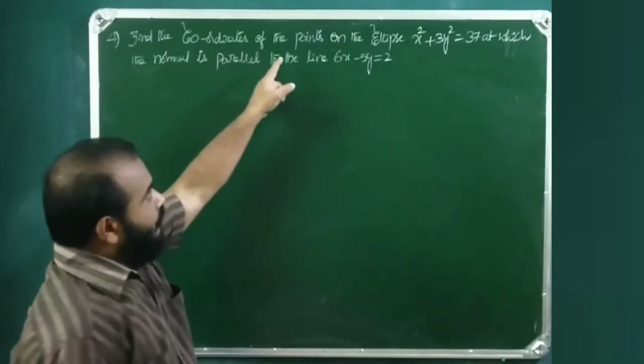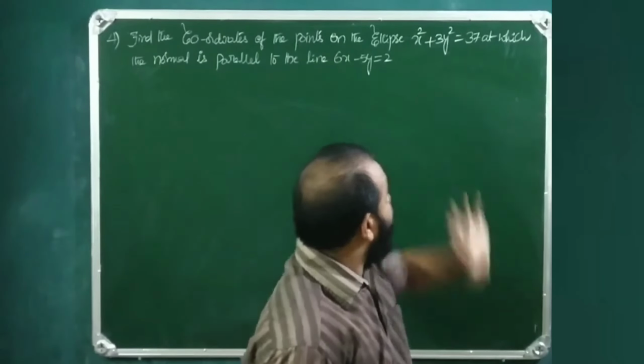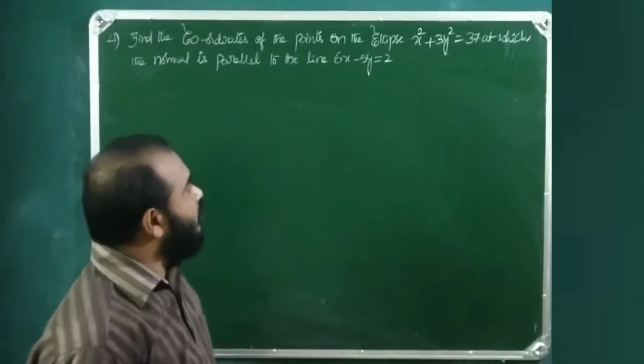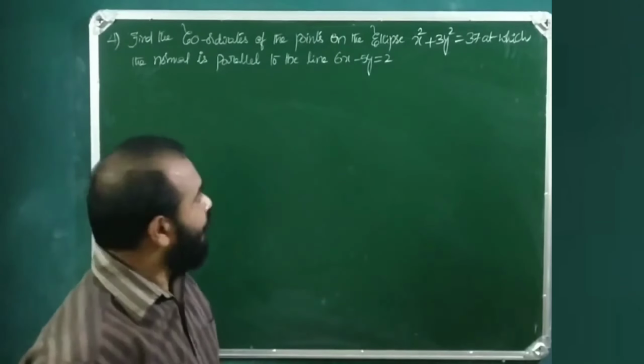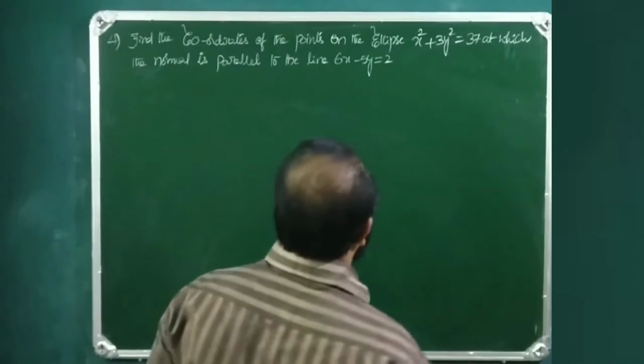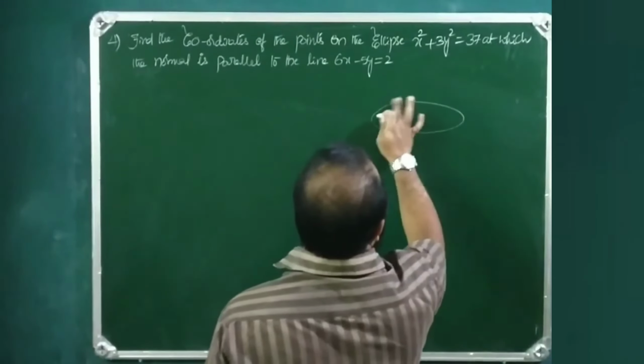Find the coordinates of the points on the ellipse x square plus 3y square equals 37 at which the normal is parallel to the line 6x minus 5y equals 2. So what the question says is coordinates of the points on the ellipse. Let us suppose that this is our ellipse.